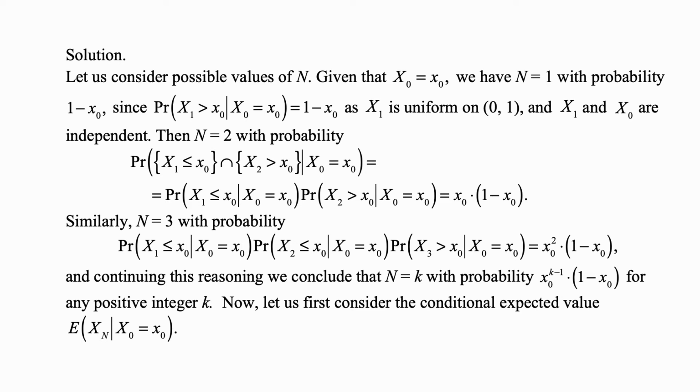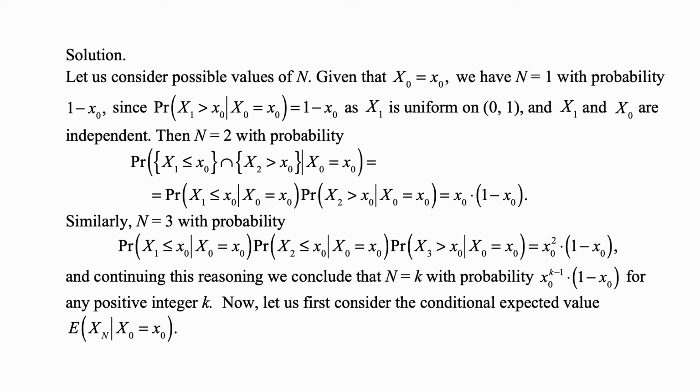And similarly, n is equal to 3 with probability expressed again as a product of three probabilities. x1 is less than or equal to x0, given that x0 is x0. x2 is less than or equal to x0, given that x0 is x0. And x3 is greater, because we want to stop basically at 3. We stop when we exceed the value of x0. And that's equal to x0 squared times 1 minus x0. And continuing this reasoning, we conclude that n is equal to k with probability x0 to the k minus 1 times 1 minus x0, for any positive integer k.